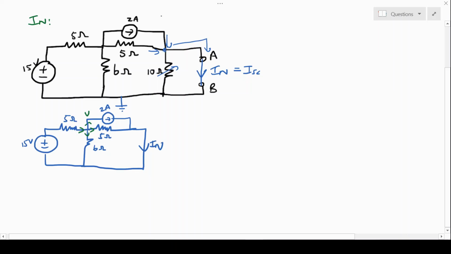We can now do a KCL in node V, and we can do a KCL also in this node. Let's call it node I. We can also do a KCL. So in node V, we will say that the current going in, which is 15 minus V over 5, is equals to the current going out, which is 2 plus V minus 0 over 6 plus V minus 0 over 5. Right, and we can use this equation to determine the value of V.